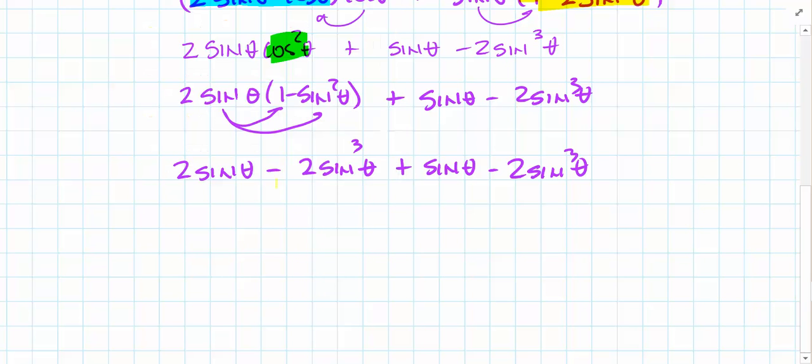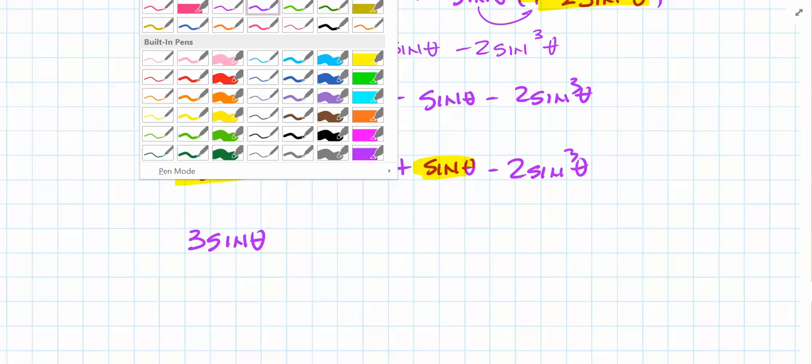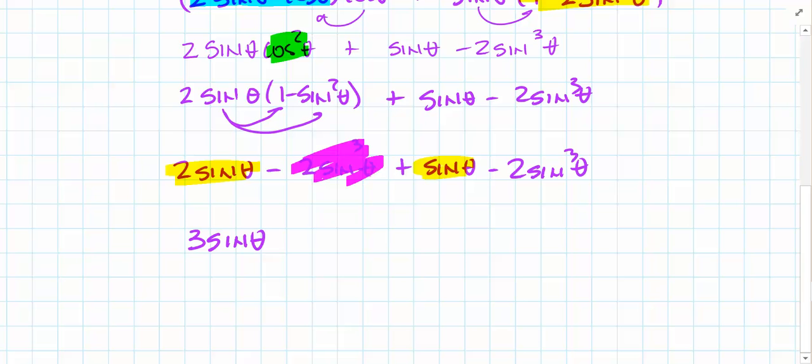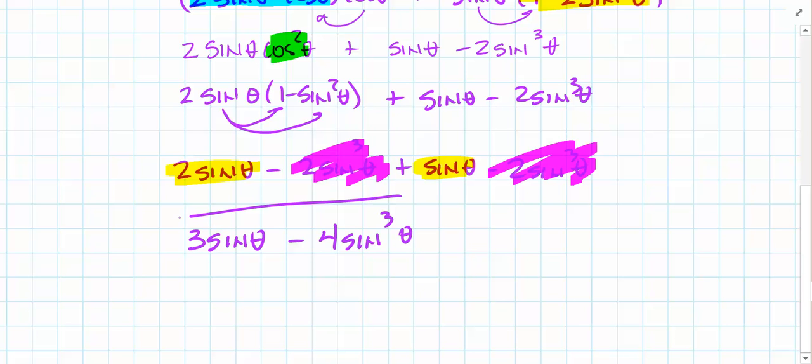So now in terms of like terms, there's 2 sine theta there, there's 1 sine theta there. How many sine thetas in total do I have? Yeah, I have 3 sine thetas, right? And then if I take a look at these ones, I have a negative 2 sine cubed there and a negative 2 sine cubed there. So how many do I have total? 4 sine cubed thetas, which is exactly what we're supposed to show at the top.